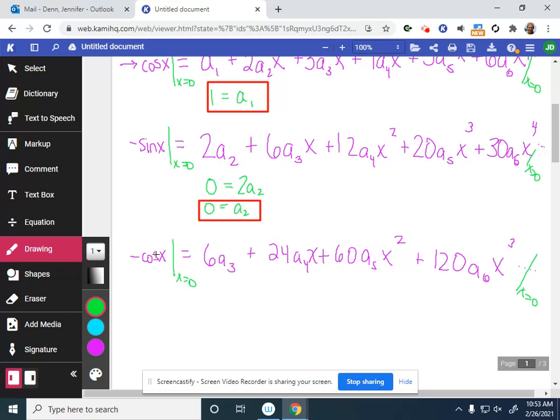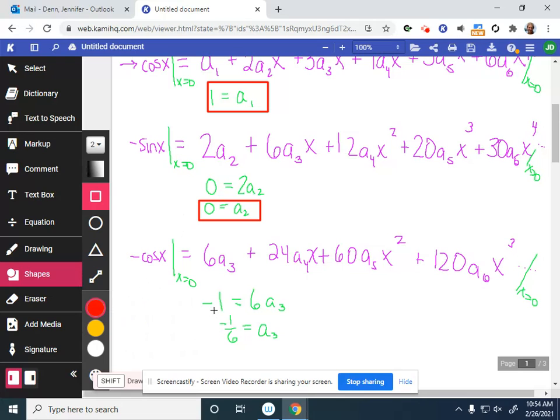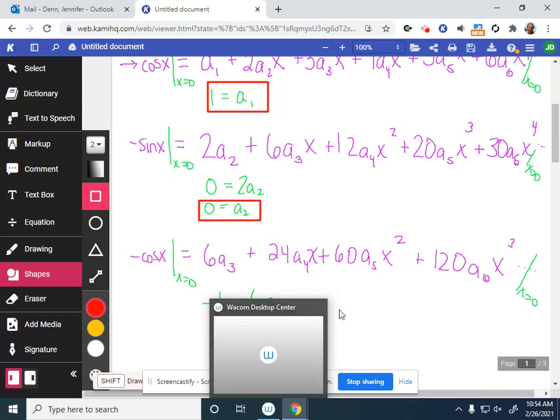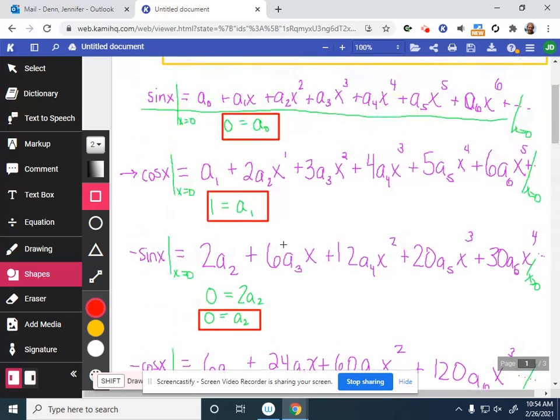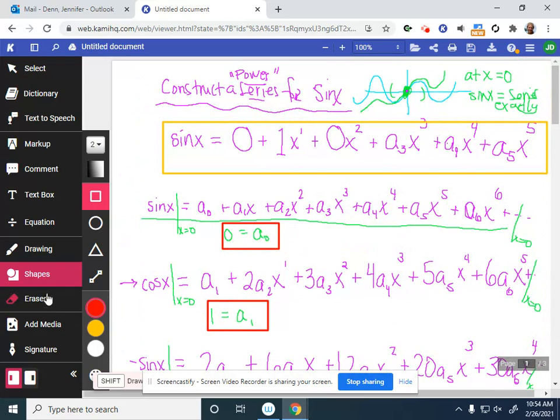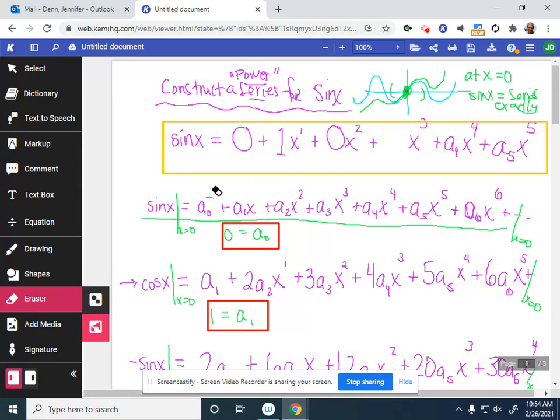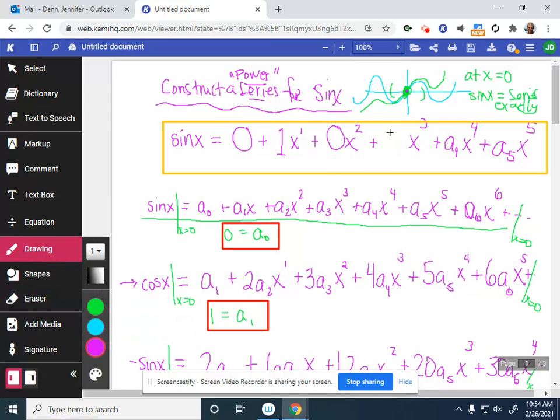So if I plug in 0 for x, the negative cosine of 0 will be negative 1. And on the right, when I plug in 0 for x, every term cancels other than 6a sub 3. Ooh, so what will a sub 3 equal? Negative 1/6. Different. Now we're getting into something a little bit different. Instead of all these 1s and 0s, I got an actual interesting number. Negative 1/6 for a sub 3. So let's go back up. Let's erase a sub 3 and put in negative 1/6.